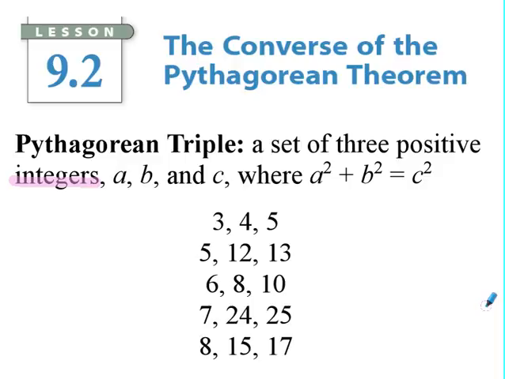So I went ahead and listed a couple for you. 3, 4, 5. 5, 12, 13. 6, 8, 10. 7, 24, 25. 8, 15, 17. There are numerous Pythagorean triples. These are just a few examples. I just picked them starting with the numbers 3, 5, 6, 7, 8. But there are numerous other ones. So anyway, based on those Pythagorean triples, we're going to go ahead and look at the next slide.